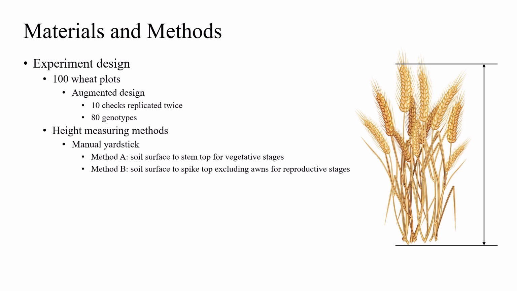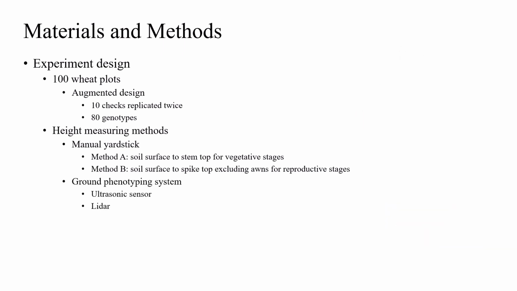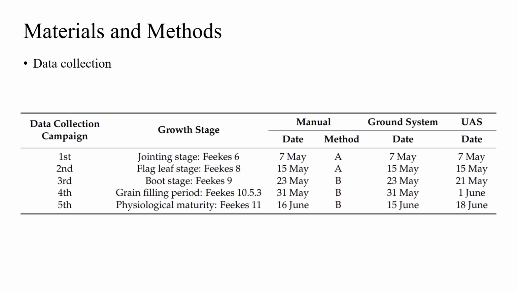The second method was a ground phenotyping system equipped with a LiDAR and 3 ultrasonic sensors to scan 3 wheat plots simultaneously. The third method was UAS equipped with RGB cameras. In total, there were 5 data collection sessions throughout the 2018 growing season. This table shows the wheat growth stages and the data collection dates of the 3 methods.